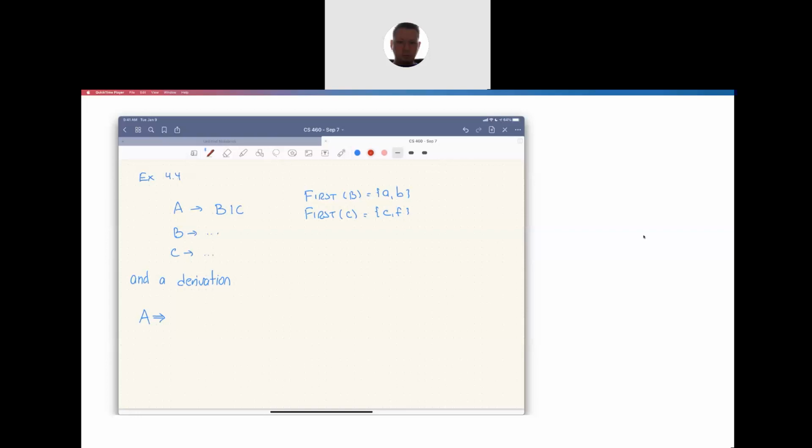So if I look at the following, be careful, because if I say A goes to B, C, D, and B goes to something, C goes to something, D goes to something, and I say first of A is AB, first of B is BC, and first of D is CA. Those first sets are different.